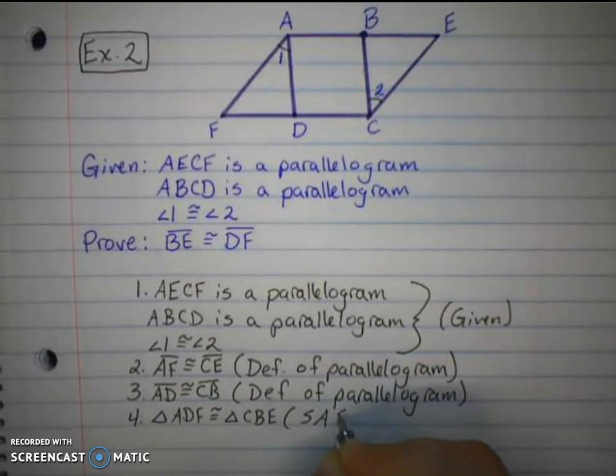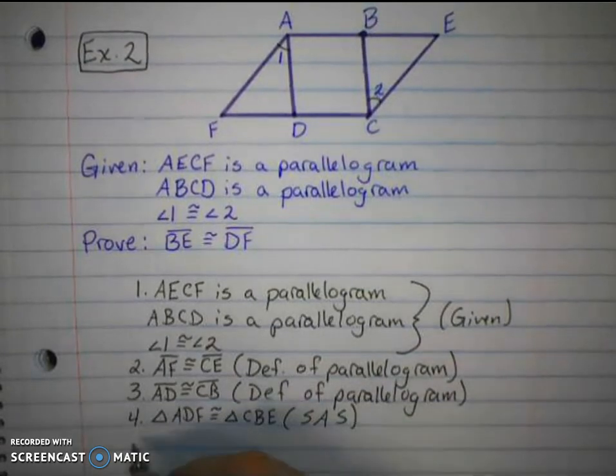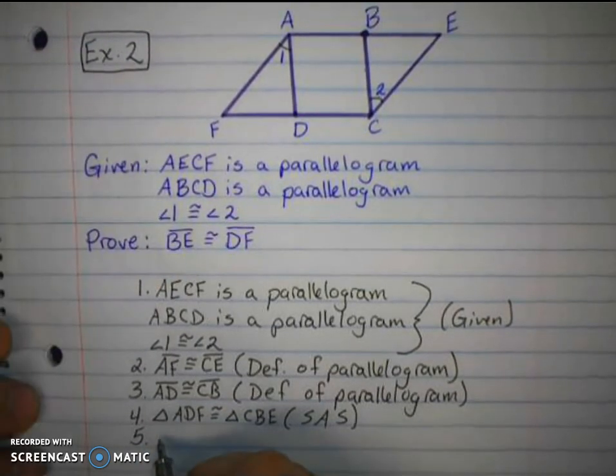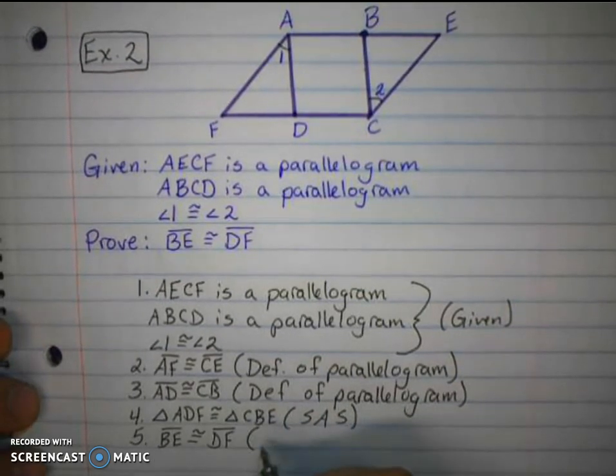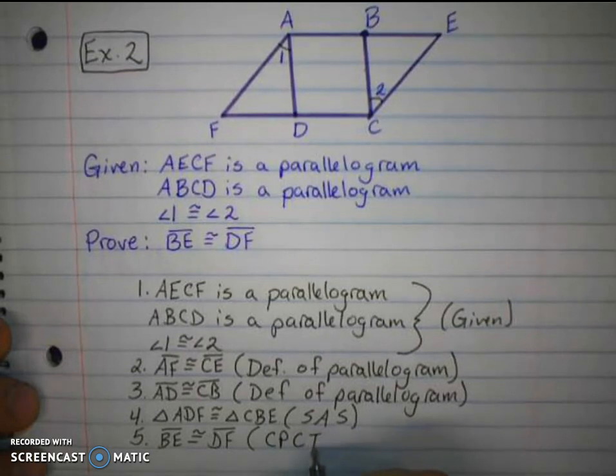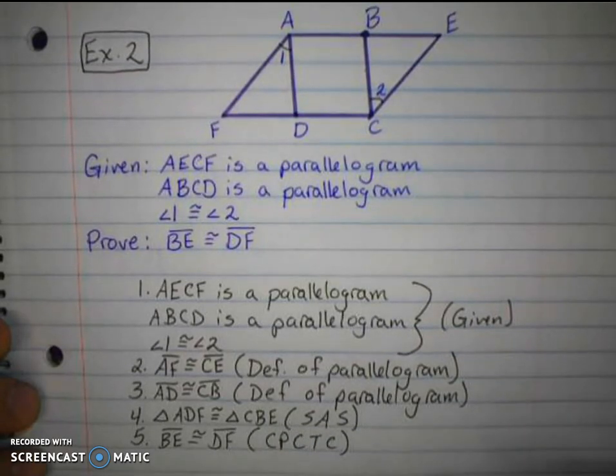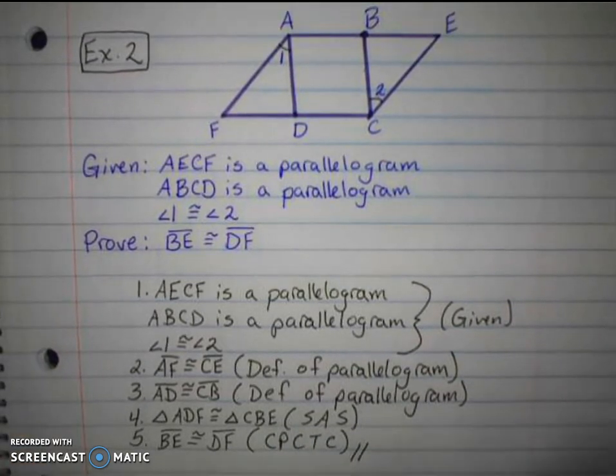by side, angle, side, which means that the corresponding parts BE and DF are congruent by CPCTC. And that's what we were trying to prove.